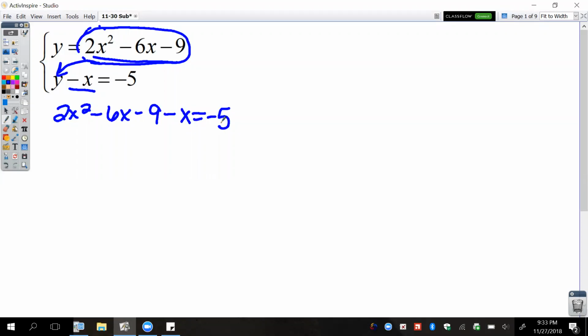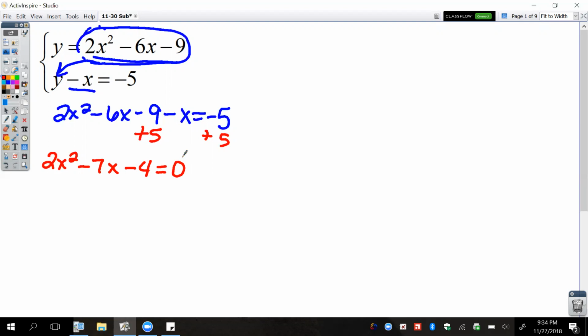Once we do this, notice the only thing that we have there is an x, so we're going to solve for x. The way that we can do this is by completing the square, quadratic formula, or factoring. First, we're going to add 5 to make this into standard form to see what our best option is. So I've got 2x squared minus 6x minus x, which becomes negative 7x. And then negative 9 plus 5 becomes minus 4, and this equals 0.